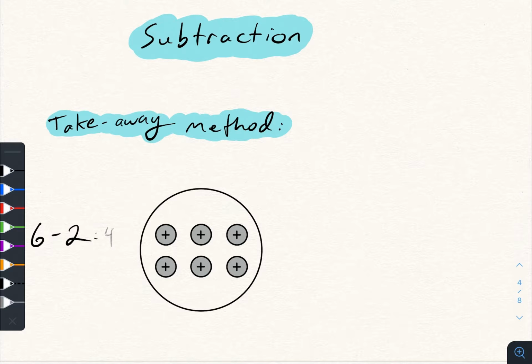So if I wanted to do 6 minus 2, of course we know that's equal to 4. So how do we model this? We can model the number 6 with just 6 positive chips, and then minus 2 means that we take away 2 positive chips. So we take away 2 of the positive chips, and then we will be left with 4 positive chips here.